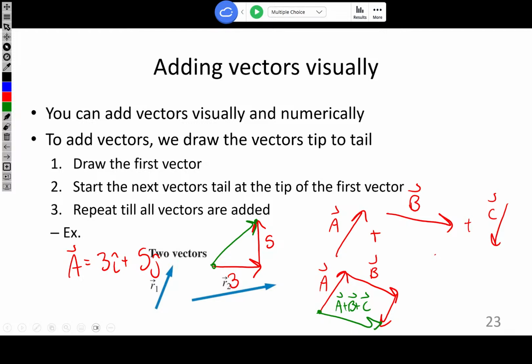Addition, 2 plus 3 is the exact same. Oh, look, the vectors were already there. Didn't even realize it. Addition, 2 plus 3 is the same as 3 plus 2. That also applies to vectors.